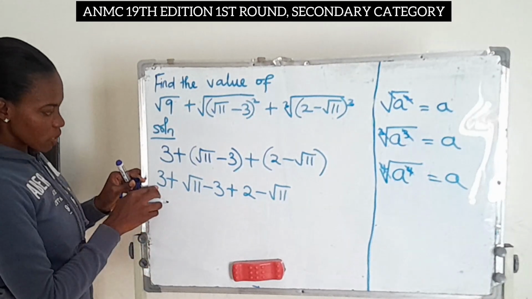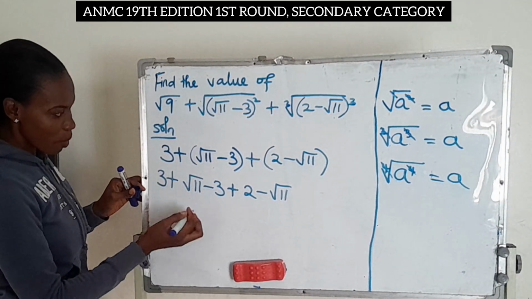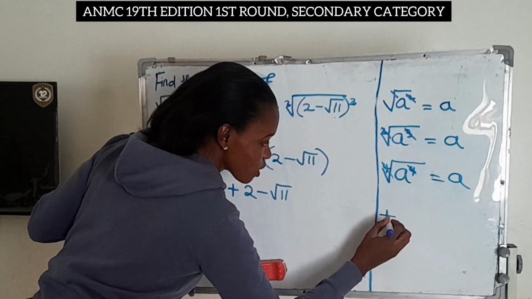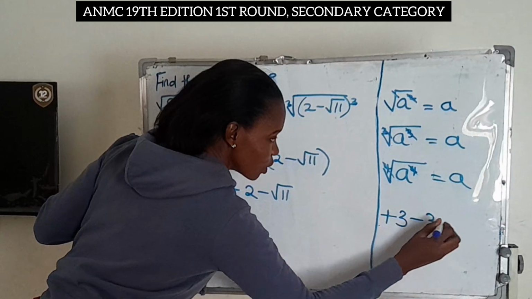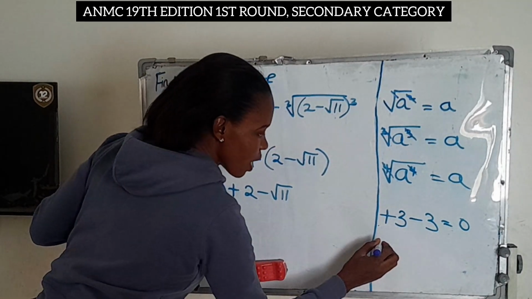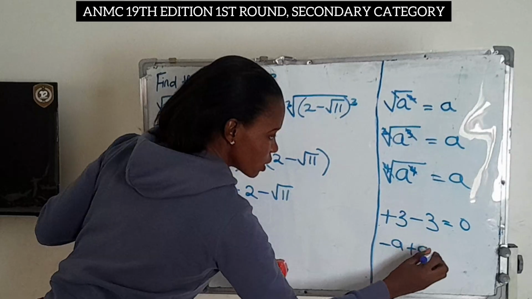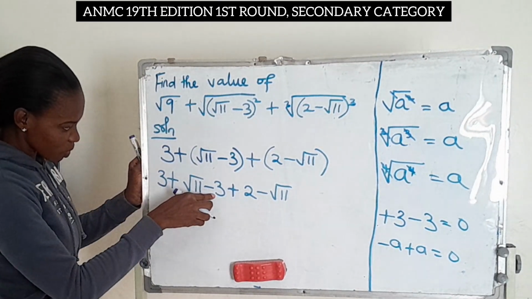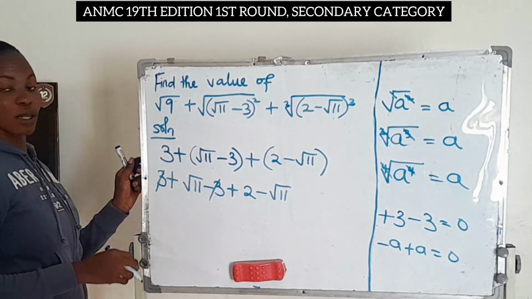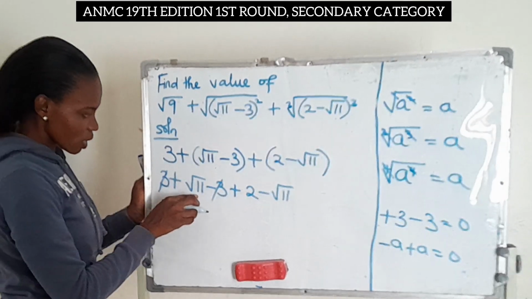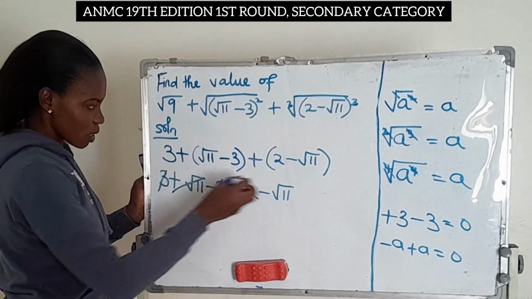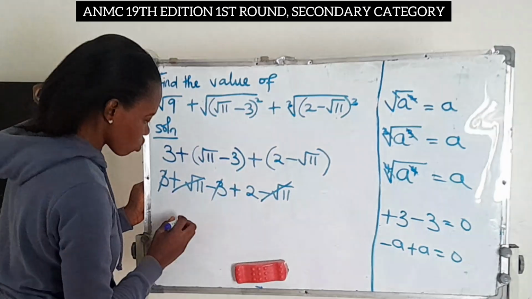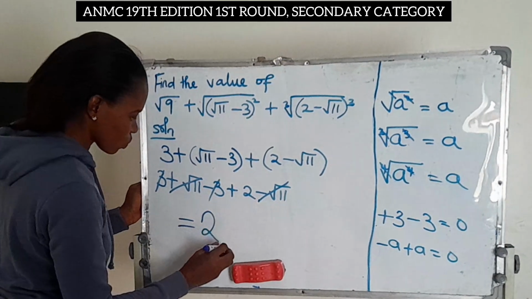Okay? These 3, let me bring it forward. But note, if you have positive of a number and the negative of the number, it will reduce to 0. If I have minus a plus a is equal to 0. So if I apply it here, this 3 is a positive 3, this is minus 3. So this 3 can actually cancel out this one to be 0, okay? This is plus 11, and this is minus 11. This can cancel out this one to give you 0. So what we are left here is 2. So our answer is 2.